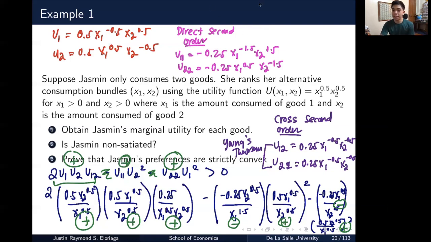So that's it for this particular video, on proving a couple of properties of the utility function. In the next video, we're going to start our discussion on the concept of an indifference curve.